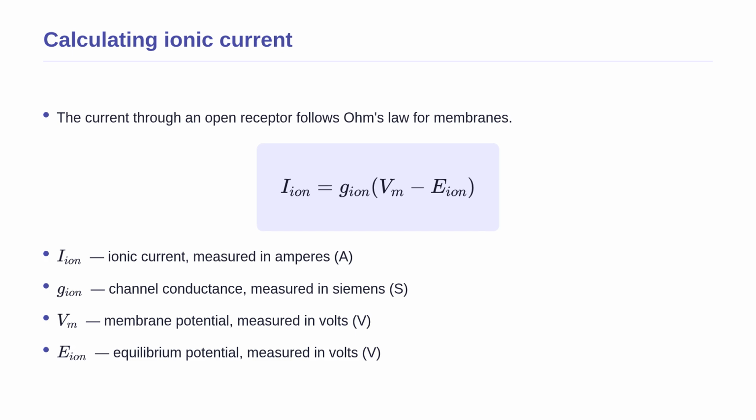The term in the parentheses is the electrochemical driving force. If this driving force increases, or if the conductance increases because more receptors open, the total ionic current will increase proportionally.